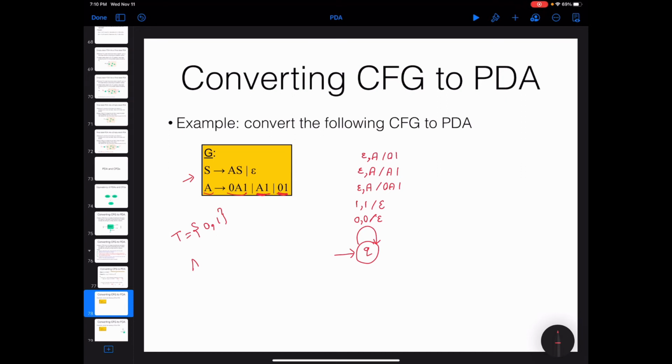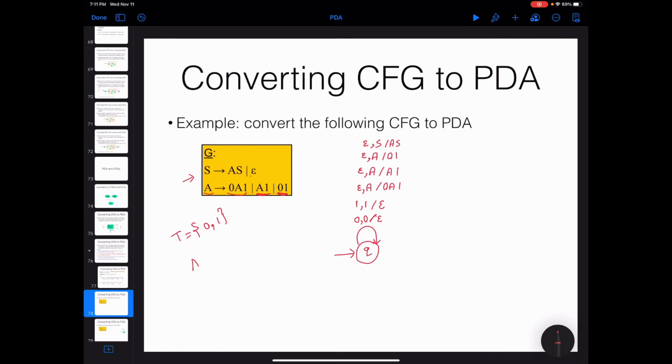Okay, I'm done with the variable A. The only other variable that remains is S, and it has two rules. The first one is that if you see S on top of the stack, just pop it and push S and A.